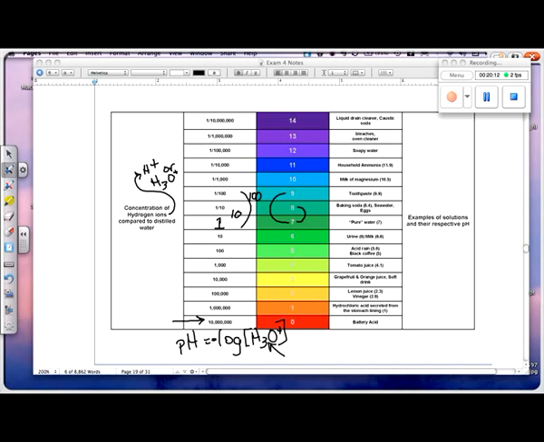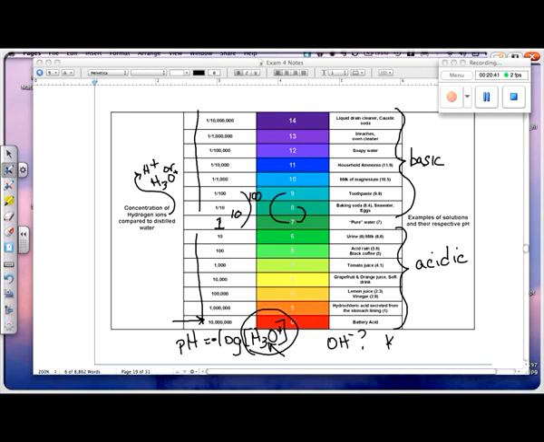So anything greater than 7 is basic. Anything that's less than 7 is acidic. So acids have very high hydrogen ion concentrations. Bases have much lower hydrogen ion concentrations. The pH scale is only about this. If you want to know this, then you use KW and you plug in to get your OH minus. When one goes up, the other one goes down.